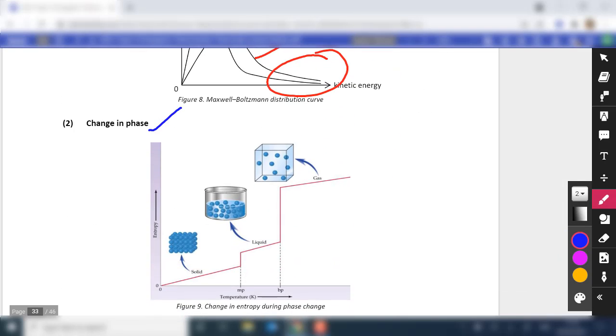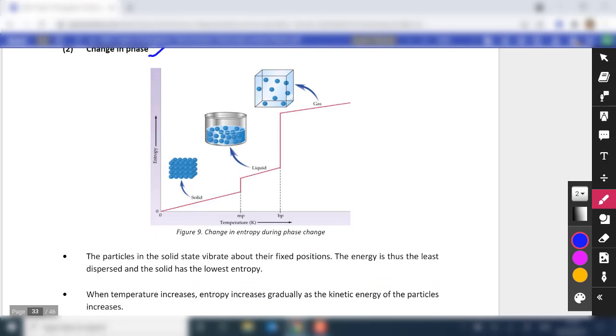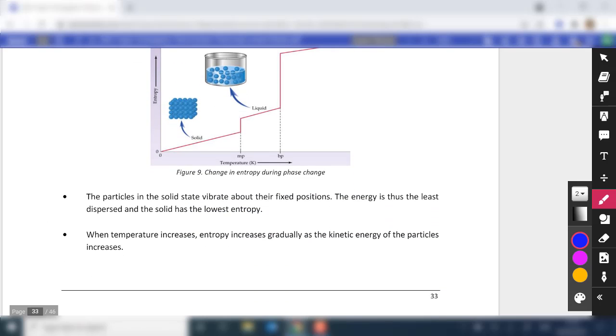The change in phase needs no introduction. I think we have been talking about that since the beginning when we gave you examples. What you learn in secondary school, even Sec 1, is that in a solid you have particles vibrating about their fixed position, and then in a liquid phase, they are free to move within the volume of the liquid. And then of course gaseous particles are free to move anywhere.